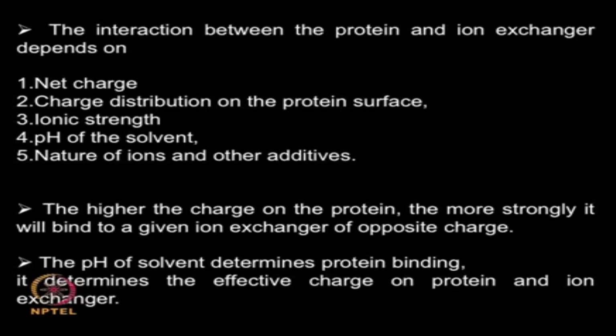So the interaction between protein and the ion exchanger depends on the net charge. So higher the charge, higher will be the binding capacity. Other factors include charge distribution on the protein surface, okay, how the positive and negative charges are distributed on the protein surface, ionic strength, pH of the solvent, nature of ions that are present, and presence of other additives. Higher the charge on the protein, more strongly it will bind to a given ion exchanger of opposite charge, obvious, right. Also the pH of the solvent determines the protein binding. It also determines the effective charge on the protein and ion exchanger. So if the protein has very high charge, it will bind strongly to the ion exchanger system, and if the pH of the solvent is different, then the protein binding capacity also becomes different.